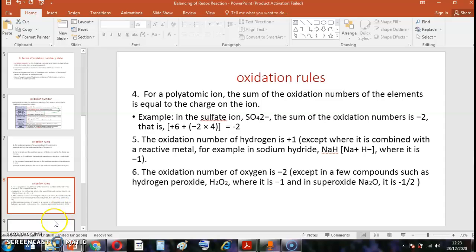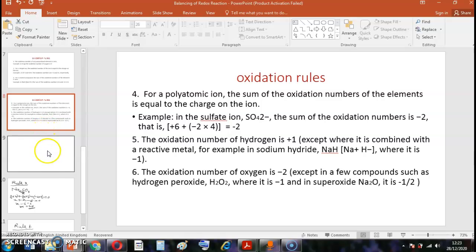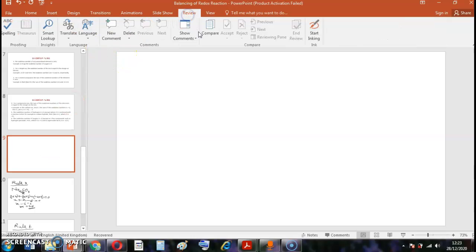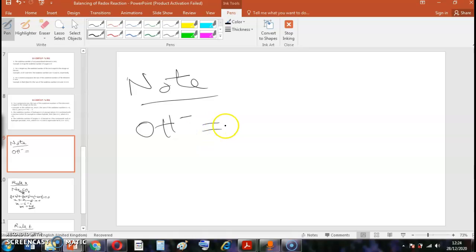All right, now, as I said, let me throw more light on rule number 3 and rule number 4. But before I do that, please take note of this. There are some compounds, when you see them, I want you to take note of these various compounds. OH minus, it exists as a unit, so we don't separate it. Whenever you see it, its oxidation number is -1.